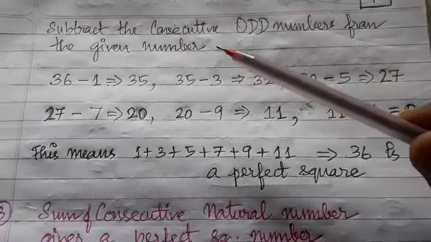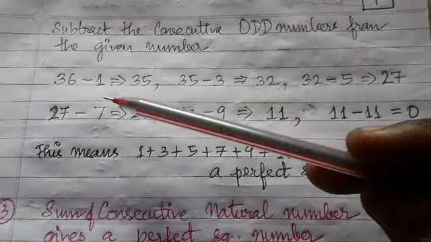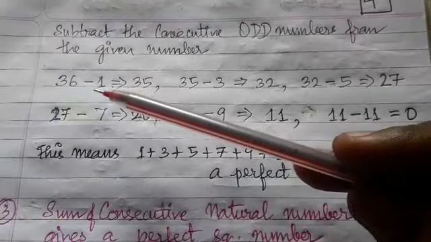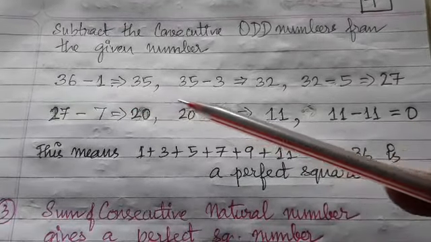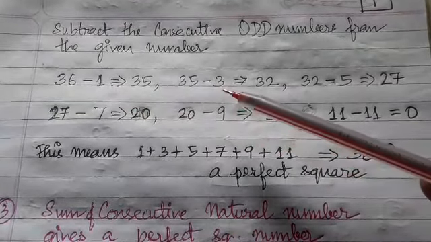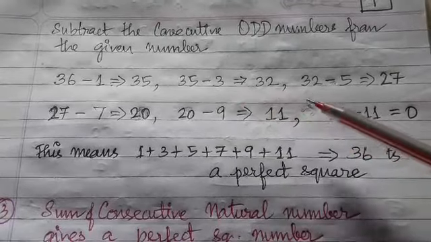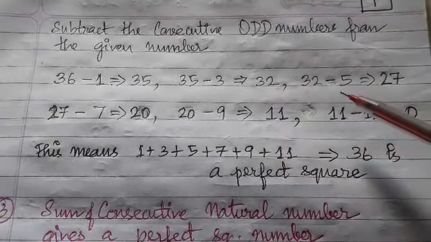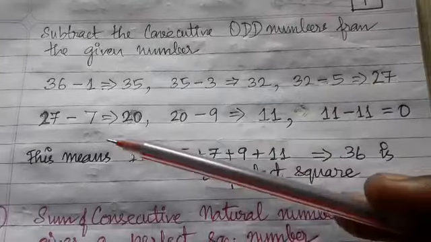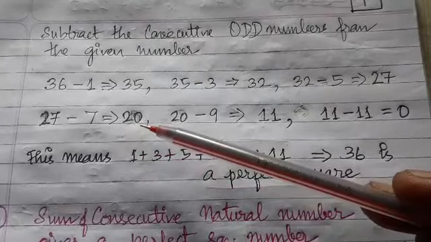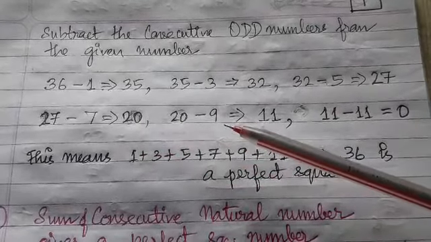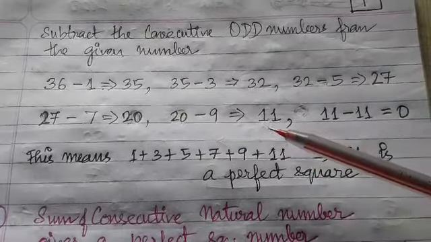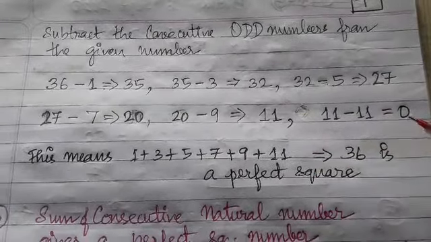Subtract the consecutive odd numbers from the given number. 36 minus 1, the first odd number, is 35. Then 35 minus 3, the second odd number, is 32. Then 32 minus 5, the third odd number, is 27. Then 27 minus 7, the fourth odd number, is 20. Then 20 minus 9, the fifth odd number, is 11. Then 11 minus 11, you are getting 0.